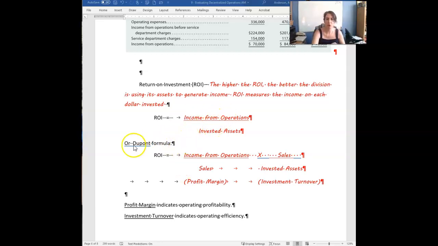And this is the formula for ROI, or you can split it into two pieces, which is referred to as the DuPont Formula. And it's two pieces. You've got a profit margin piece, which is income from operations over sales. And I know it looks ugly.